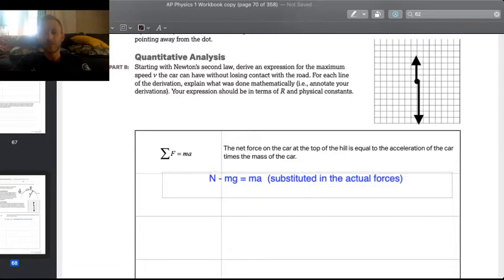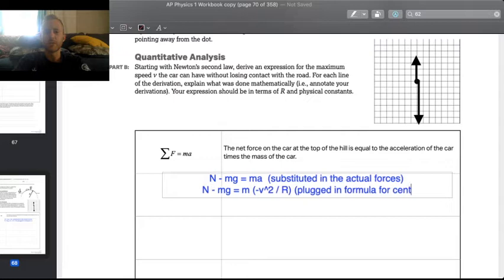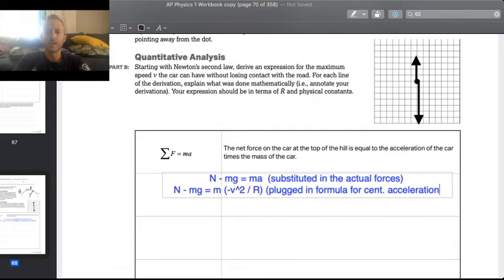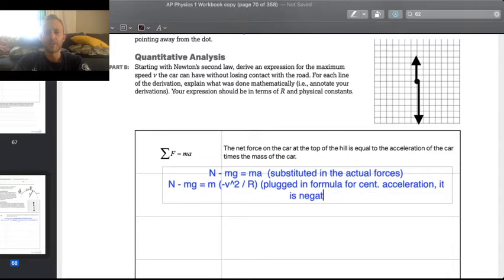Then what I'm going to do is N minus mg equals m times minus v squared over r. So I plugged in the formula for centripetal acceleration. It is negative because the acceleration is down toward the center of the circle.